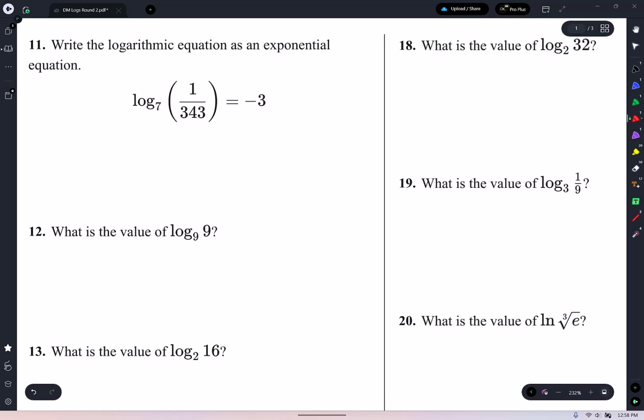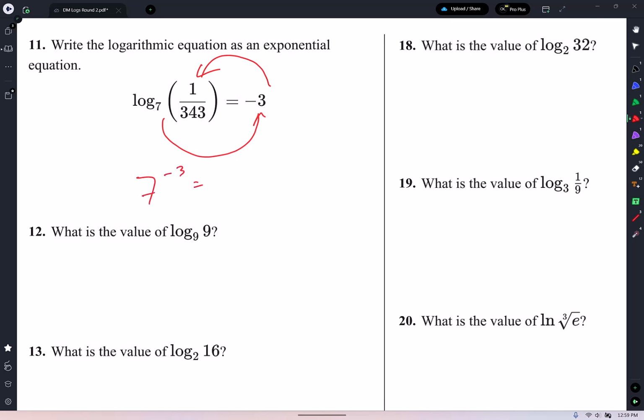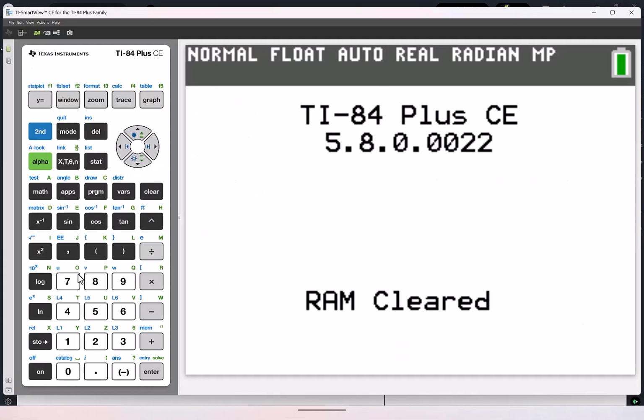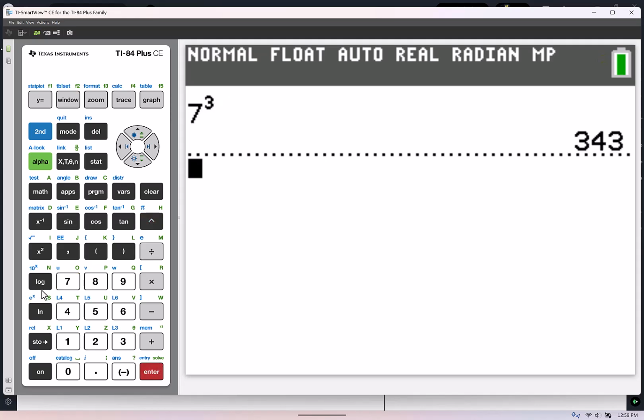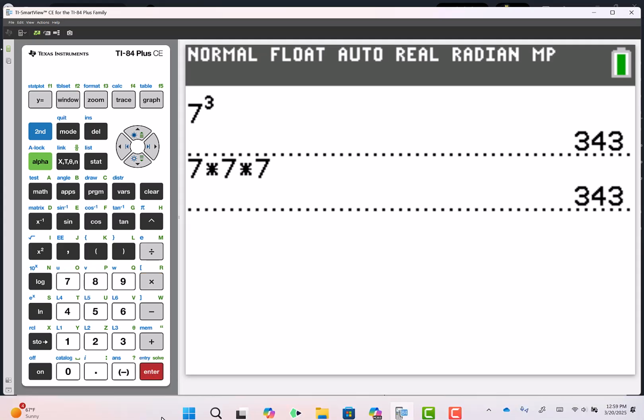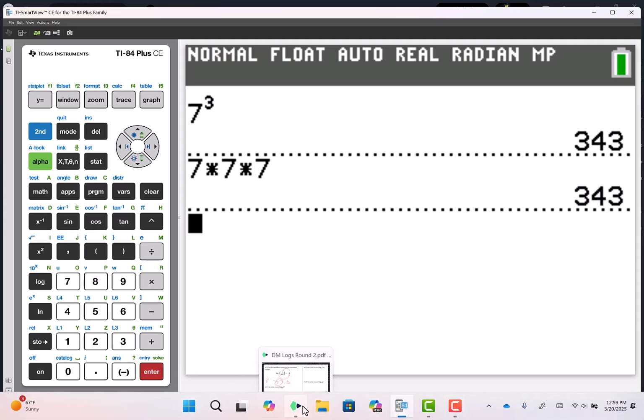All right, this one here, same thing again. 7 to the power negative 3 equals 1 over 343. That means 1 over 7 cubed. So 7 cubed must be 343. If I take my calculator and go 7 to the 3rd power, look, 343. 7 times 7 times 7. Cool, right?